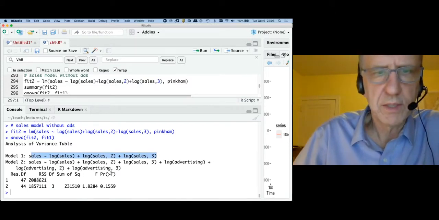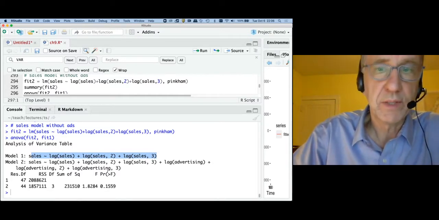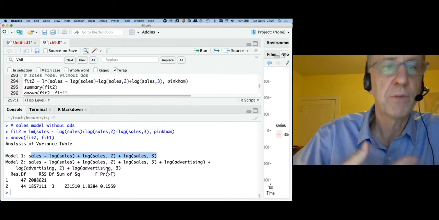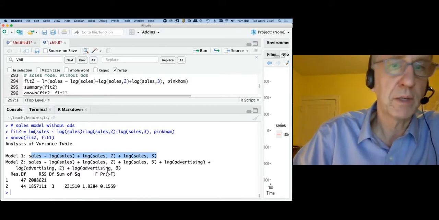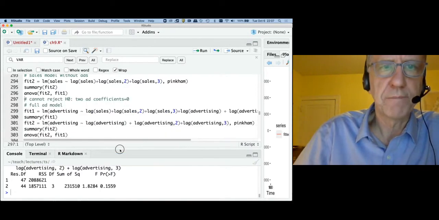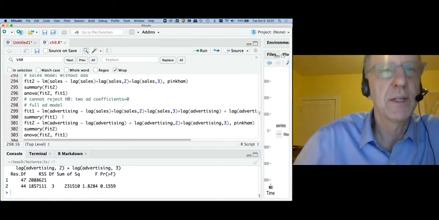It says model 1 is not worse than model 2. What this really says is I don't have evidence to say that advertising is related to sales after I've been controlling for my sales in the previous periods. This is not looking good for advertising. Well, let's do this for advertising now.